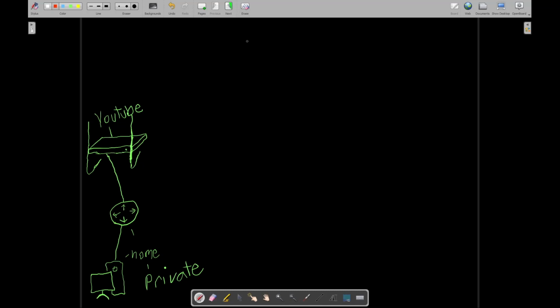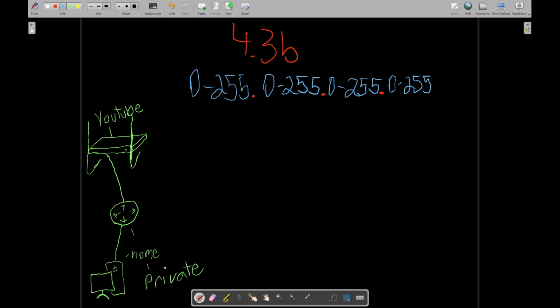That standard consists of 4.3 billion IP addresses. How do they get that number? Well, this is the range of IP addresses. So this is the dotted decimal format of an IP address. 0 to 255, 0 to 255, 0 to 255, 0 to 255.